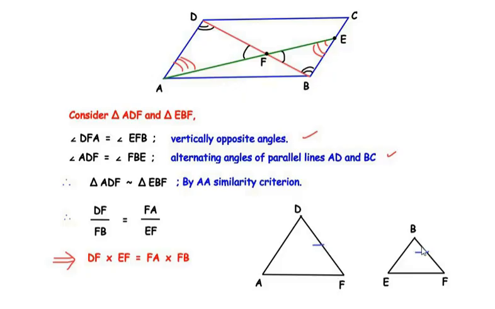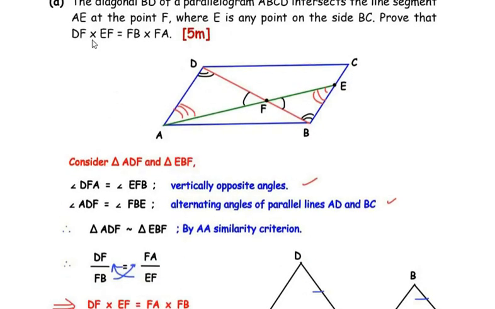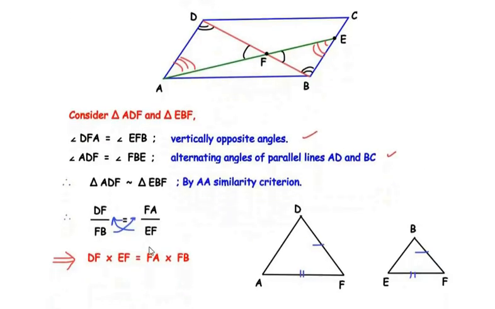So here let us consider that the side DF over FB, these are the corresponding sides of these two triangles, is equal to the side FA over the side FE or EF. So here we have written DF over FB is equal to FA over EF. Now in the next step, we are going to cross multiply these two sides. So EF multiplies with DF, giving us DF times EF is equal to, now FB multiplies with FA, giving us FA times FB. So here in this question, we had to prove that DF times EF is equal to FB times FA. So here we have proved. So this is going to be our answer.